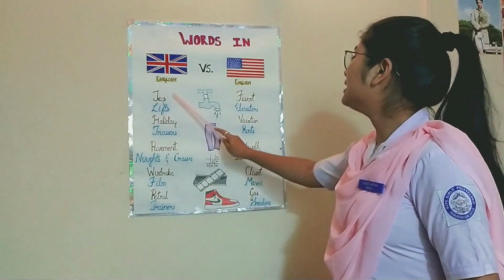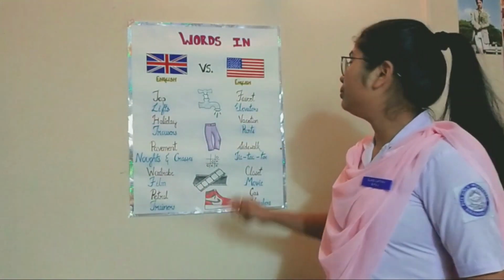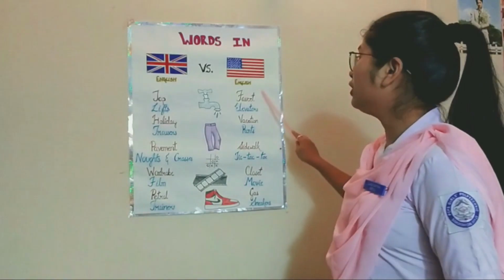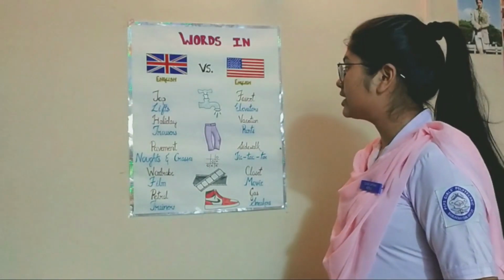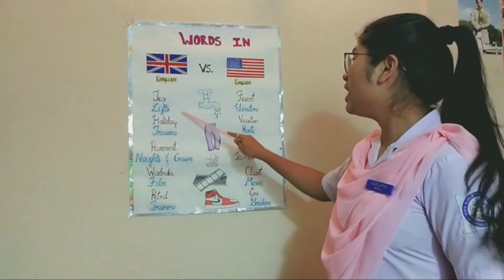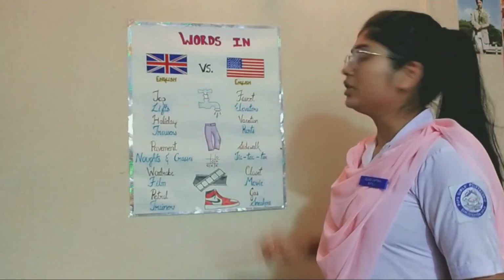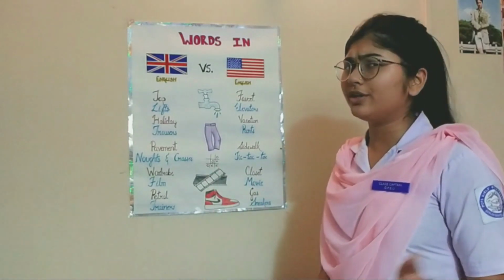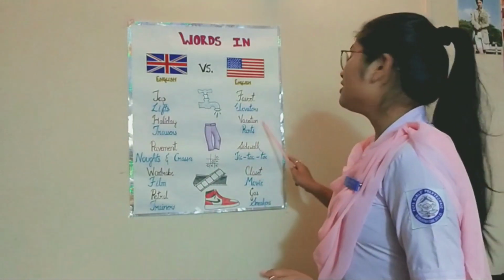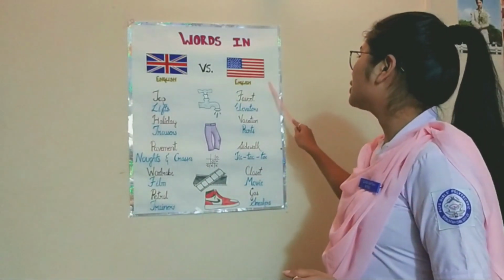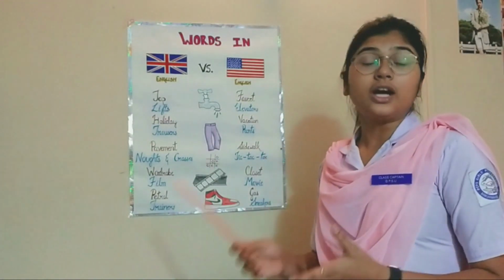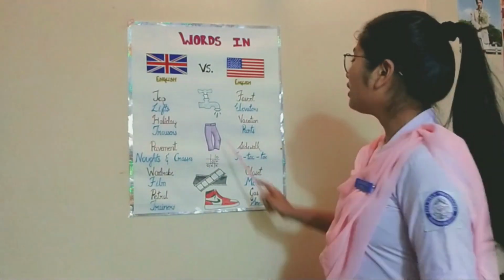The first word is tap. A tap in British English is known as a faucet in American English. Lifts in British English are known as elevators in American English. A holiday in British English, as in, oh, tomorrow is a holiday, is known as vacation in American English. Just like we say, starting from tomorrow it will be summer vacation.